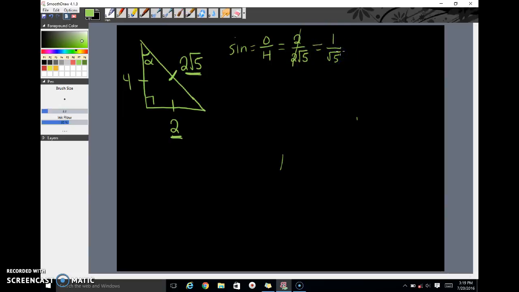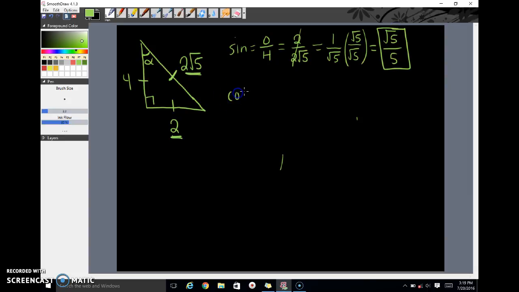But I need to rationalize my denominator. To do that, I always multiply by whatever the square root is on the bottom, so in this case, square root of 5. 1 times the square root of 5 up top just gives me the square root of 5. On the bottom, square root of 5 times the square root of 5 gives me 5, no more square root. So my answer here is square root of 5 over 5.